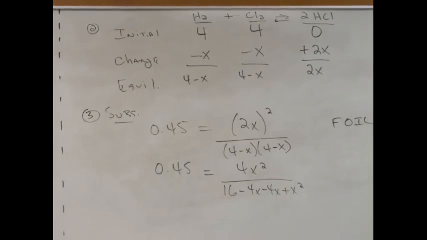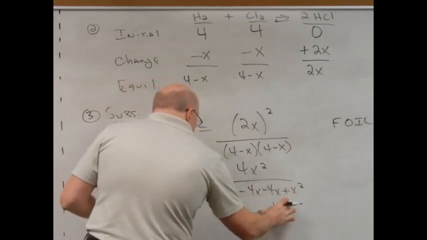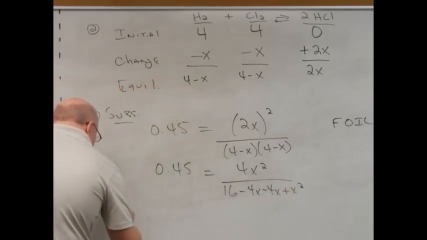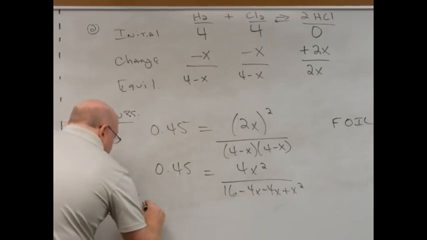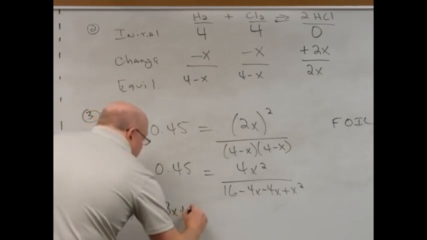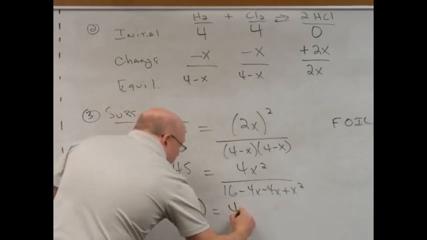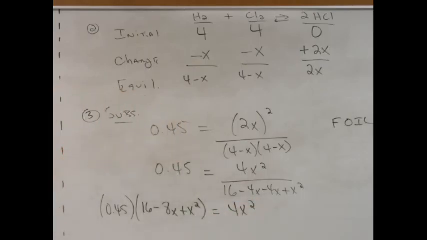Now, what we're going to do is we have to get this in standard form. We have to get it in a form where we have the x squared term, the x term, and the constant equals 0. That's going to be the work, to get it in that form so we can apply the quadratic formula. To do that, I can take this whole denominator here, 16 minus 8x plus x squared, and multiply it by 0.45, equals 4x squared. All I did was swing the whole thing up so that it's now one side versus the other.